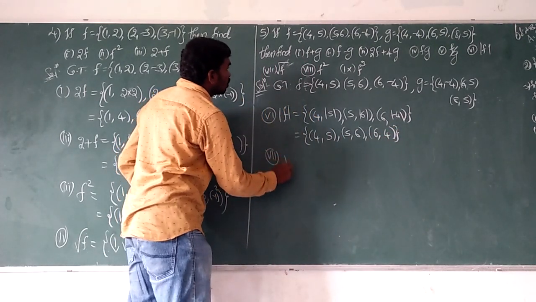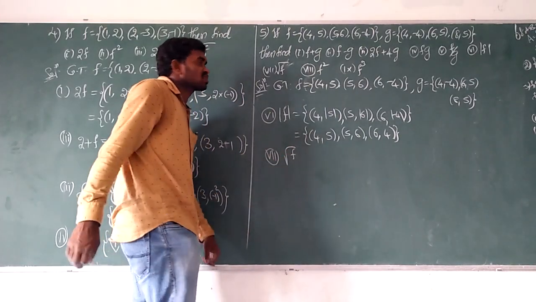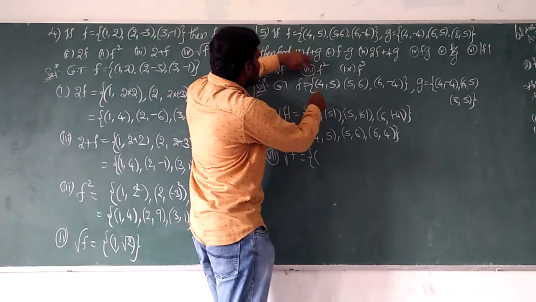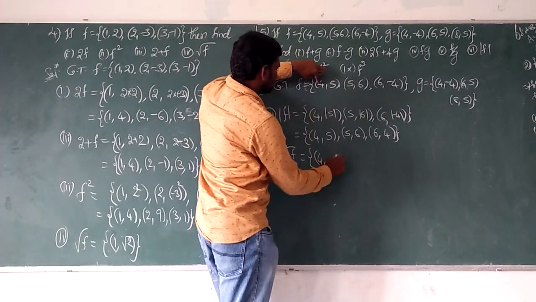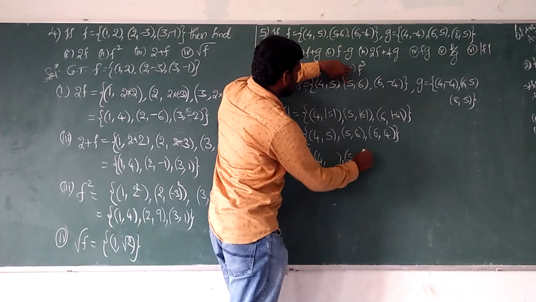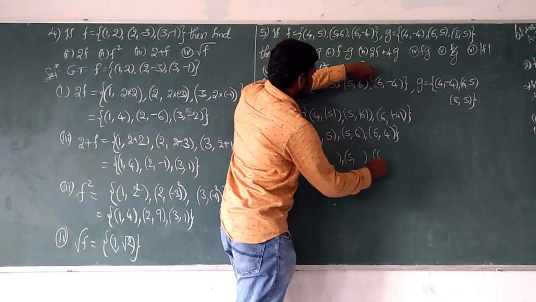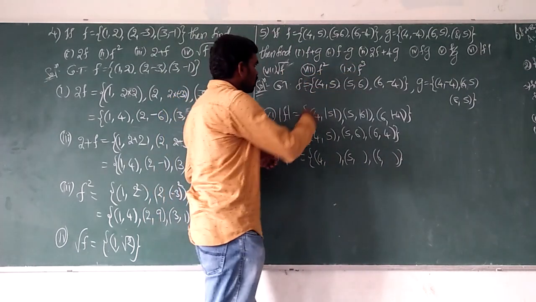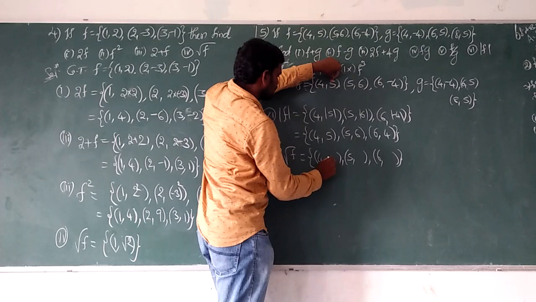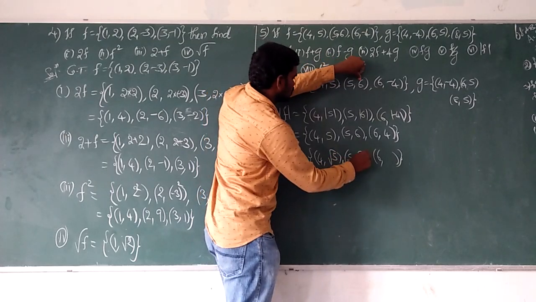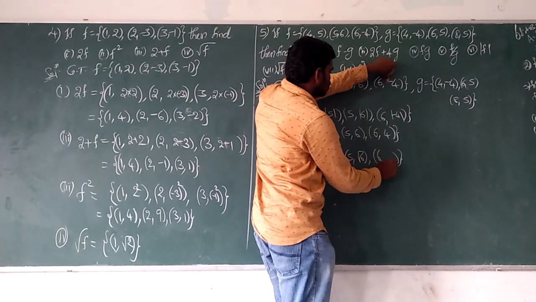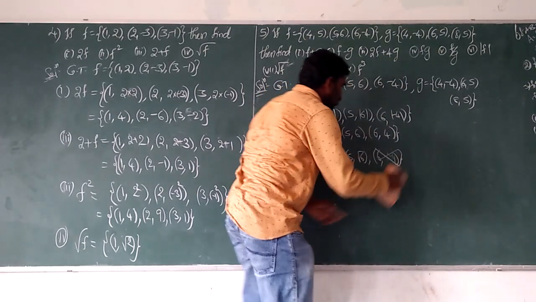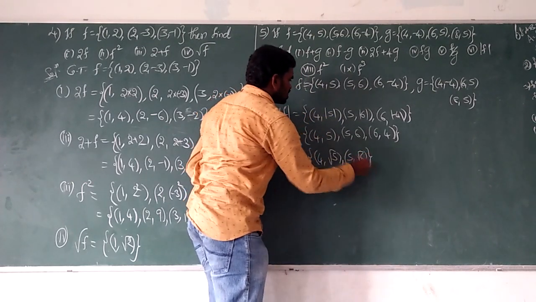Next root f. Just now we have done this in the previous question also. First of all, just write down the first elements of f: 4 comma, next 5 comma, next 6 comma. Root is there, so apply root for the second element. 5 is there, so root 5, and 6 is there, so root 6, and minus 4 is there. So root minus 4 does not exist. So remove this, don't write it. If you write here, that is enough.